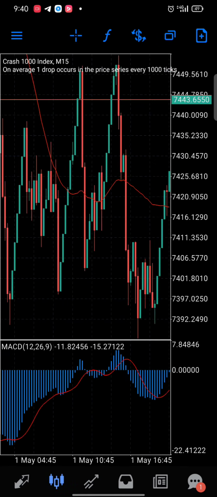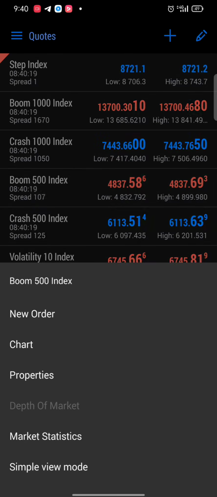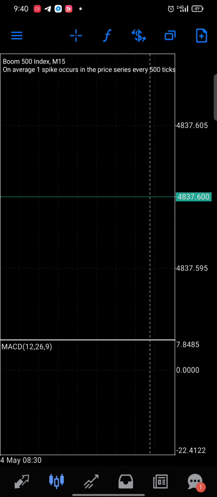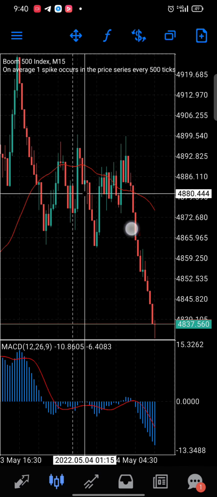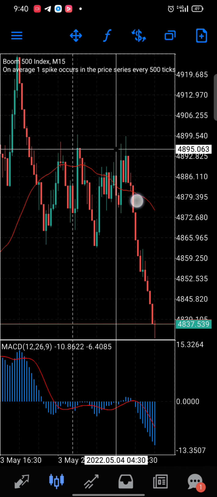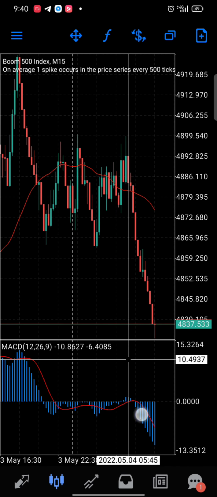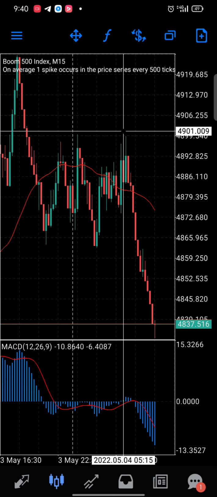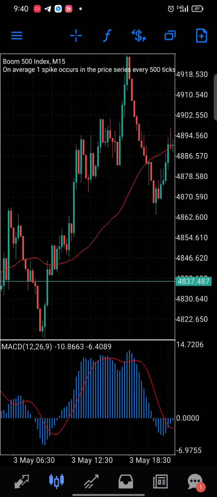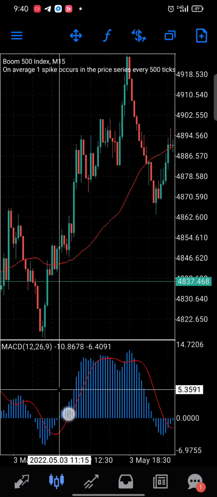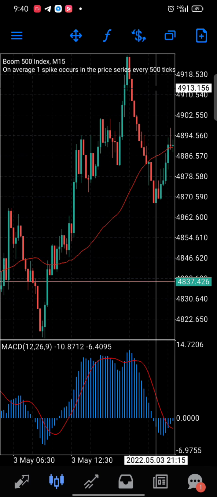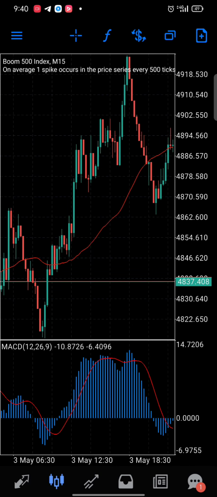Very nice strategy. I'll just show you lastly on Boom. Let's use Boom 500, how the strategy works, guys. A lot of people are eating with this strategy. They are making money. Look at it, it crossed above at this point, and the MACD is below the zero level. You sell. You see that, guys? If you want to buy, it crossed below at this point, the MACD is getting above the zero level, you buy, you make profit. It's a very powerful strategy, guys.